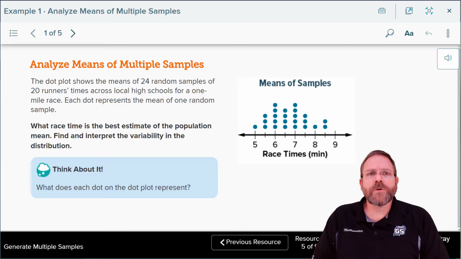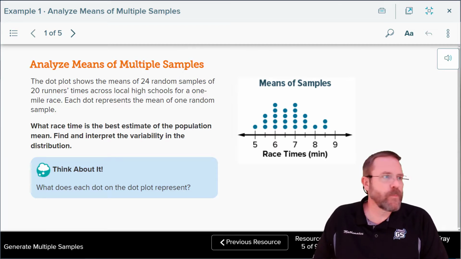Welcome back to part 2 of Module 11, Lesson 3, where we're continuing our study in generating multiple samples. We're now on example number 1 that has a dot plot that shows the means of 24 random samples of 20 runners. Let's read that again. The dot plot shows the means, that's going to be averages, of 24 random samples of 20 runners.